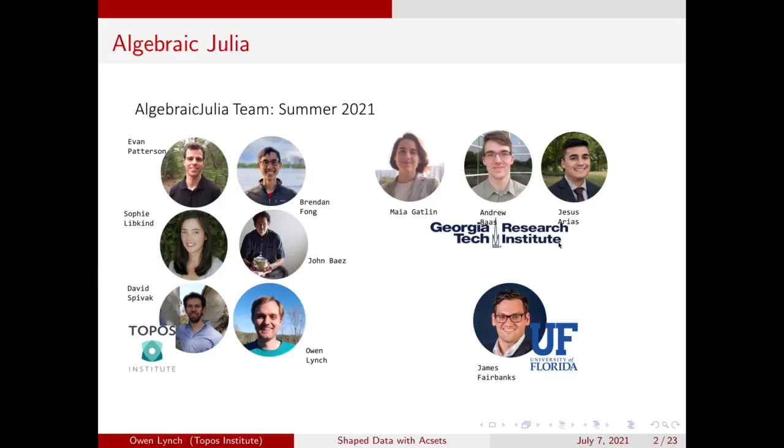Acsets are a data structure that has come out of the AlgebraicJulia ecosystem. And what's AlgebraicJulia? AlgebraicJulia is a community of people who are interested in applying applied category theory to Julia, and writing tools for the sciences using applied category theory with Julia. And we have found Acsets, which are the data structure that we're going to talk about in this talk, very useful. So we're going to share it with you.